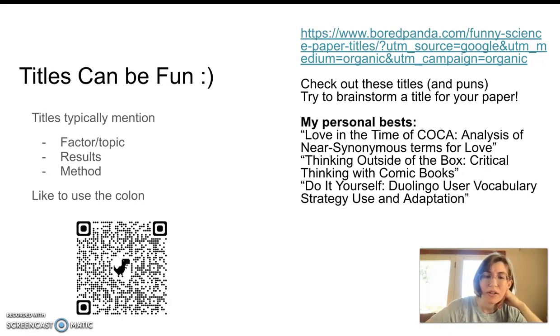So I had a paper called Love in the Time of Coca. Coca is a technical database for linguistics, but Love in the Time of Coca sounds a lot like Love in the Time of Cholera, which is a famous book. I also have Thinking Outside of the Box for a paper about comic books. So box, comics, they're made of boxes. I'm so funny. And the last one, Do It Yourself, Duolingo User Vocab Strategy. Duolingo is an app that you use yourself, so I did Do It Yourself.